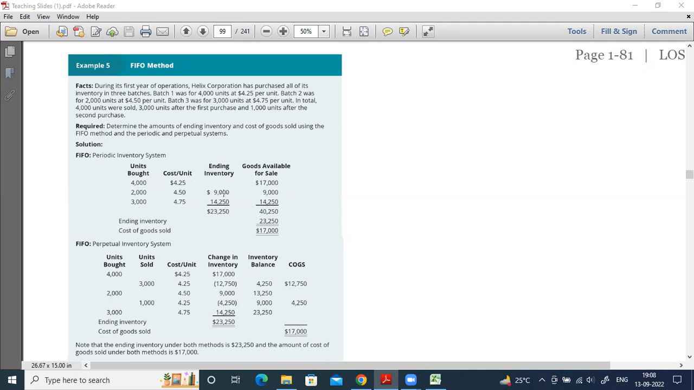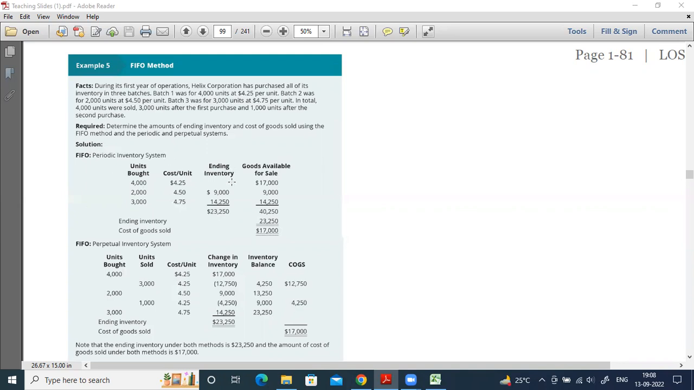Now here you need to know the closing inventory. The total units of inventory are 4 plus 2, 6, plus 3, 9, that is 9,000. In that 9,000, how much did we sell? 4,000. So the closing inventory will be this one, 23,250. So finally the cost of goods sold is 40,250 minus 23,250, which is 17,000.